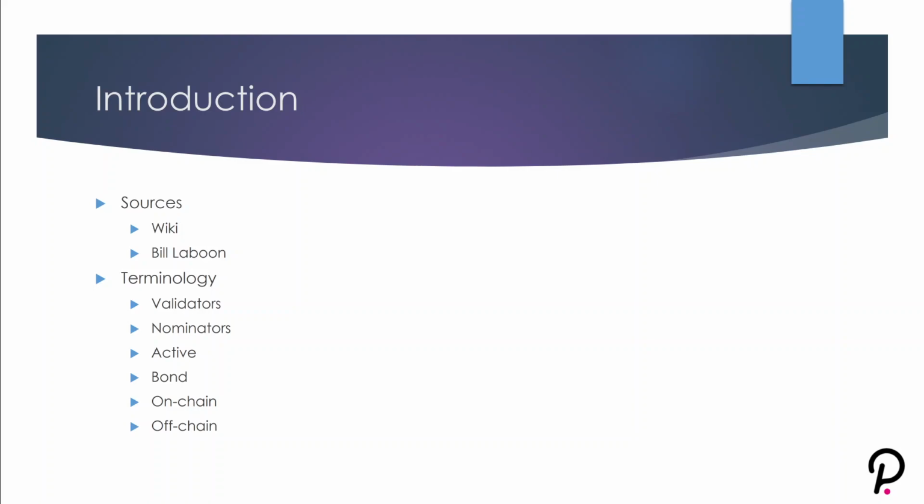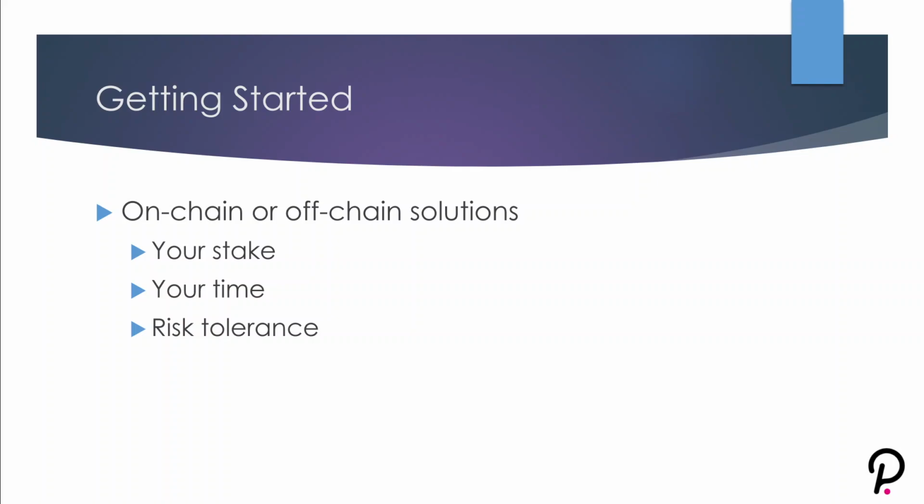On-chain and off-chain. On-chain, simply you're interacting directly with the Polkadot network, no middlemen. If you use polkadot.js, that's an example. Off-chain, you're using a middleman or middle person, such as an exchange. All right, so before we get into any of the details, you need to make a decision whether you want to go on-chain or off-chain. And I hope I'll provide you enough information to make that decision.